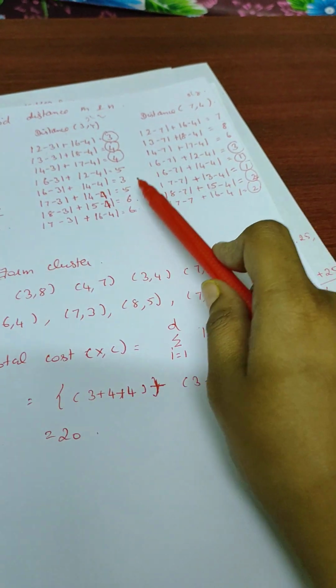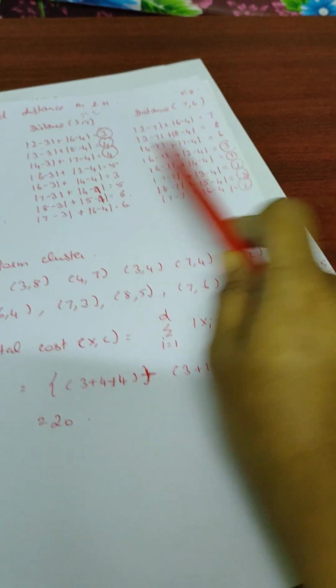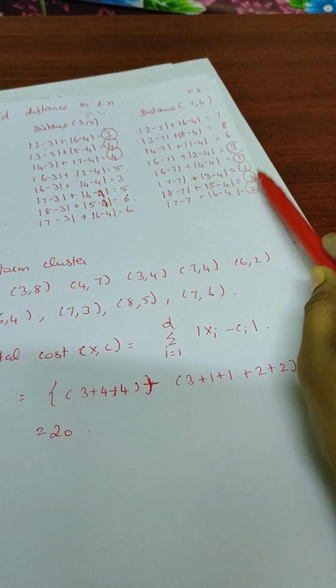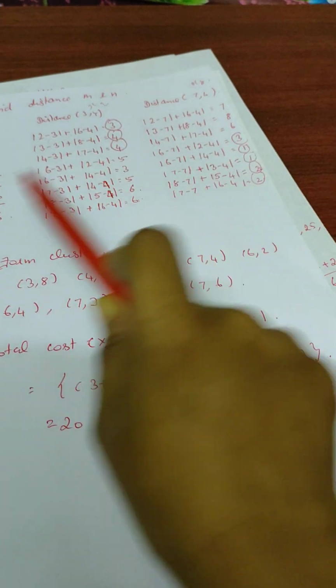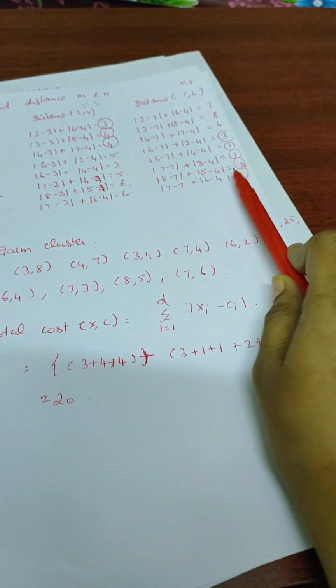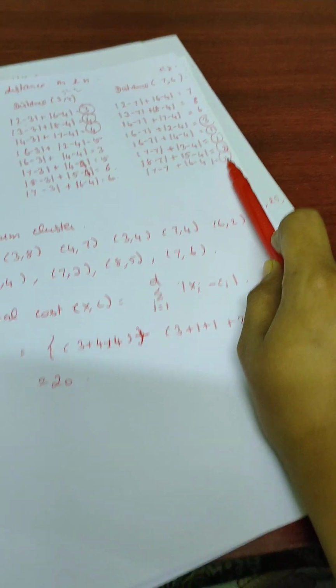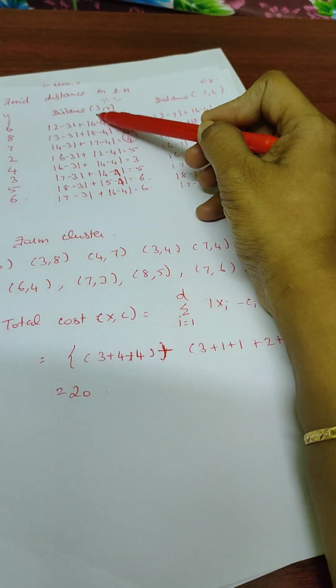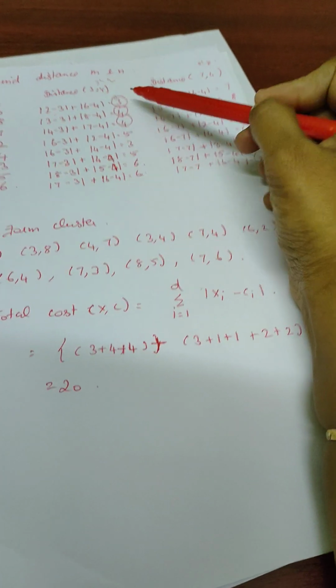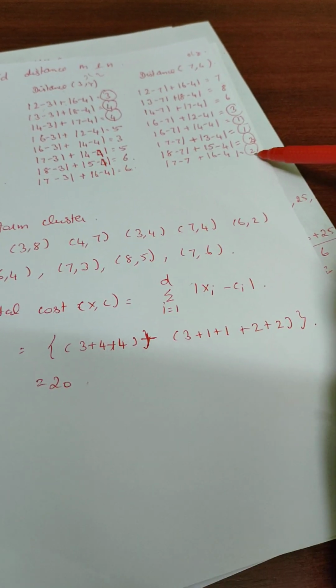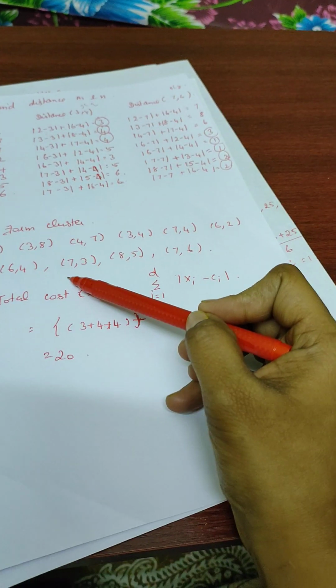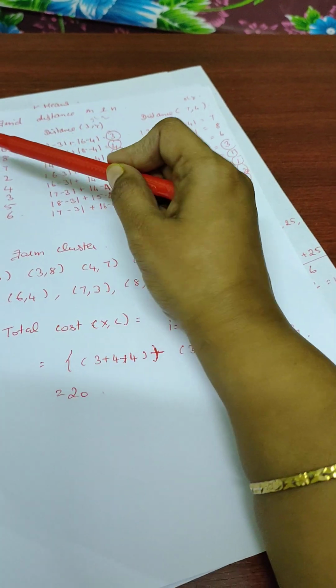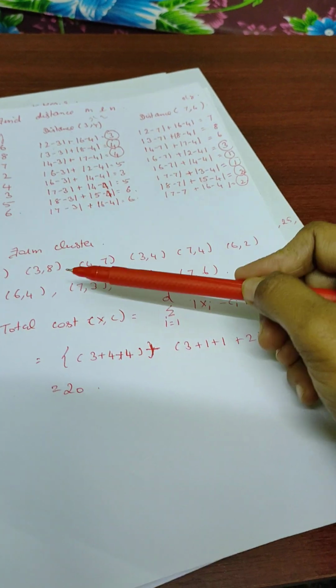1. x7, 5 or 1? 1. Similarly in x9, 6 or 2? 2 has the minimum value. Similarly in x10, 6 or 2, 2 has the minimum value. So with the distances from 3 comma 4 and 7 comma 4, I have chosen the minimum distance. From that I am going to form the clusters. Then I am going to do step 3.